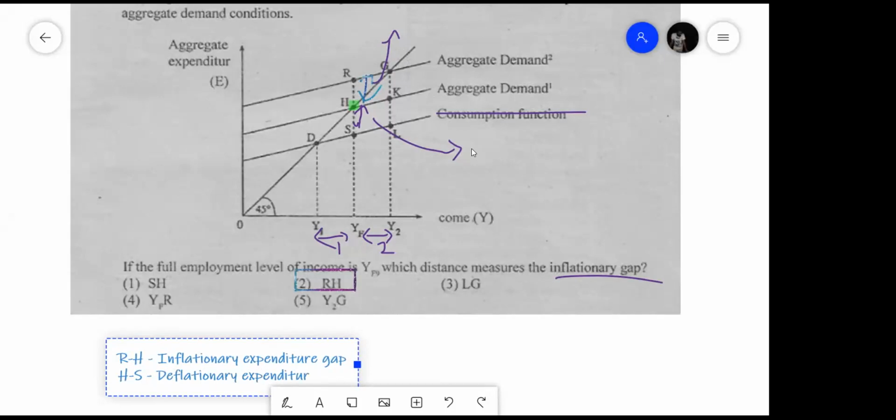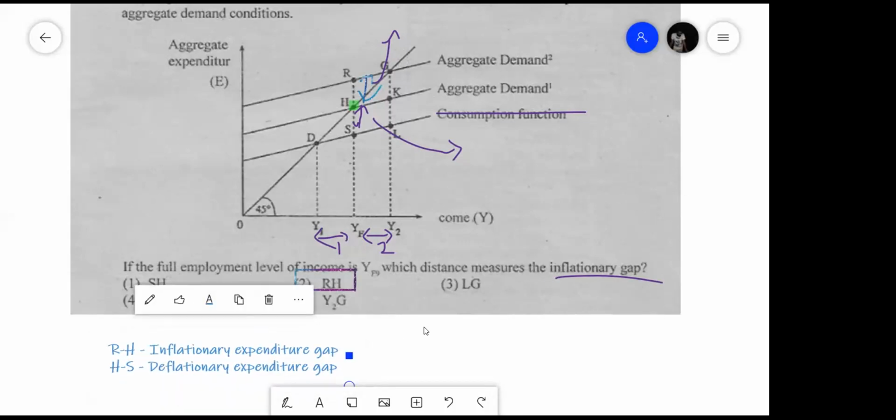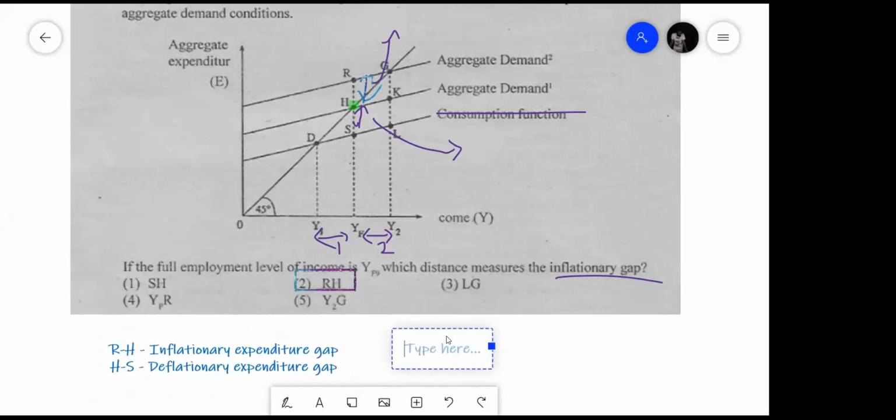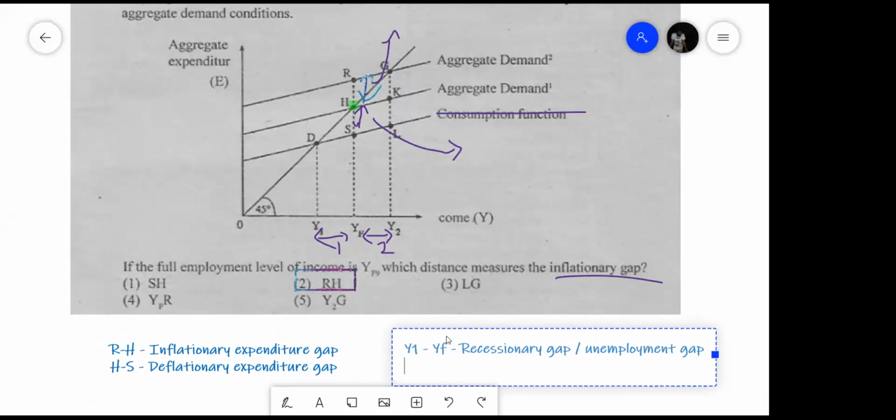Okay, so what is the other one, that one down there, Y1 to YF, YF to Y2? What do we call that? Guys, remember the difference between Y1 to YF, you call this a recessionary gap, or you can even say the unemployment gap. Then the difference between YF to Y2, what do we call that?